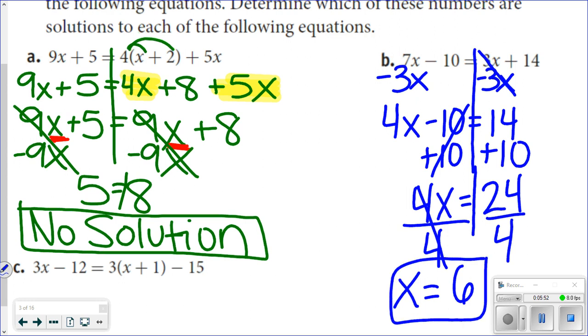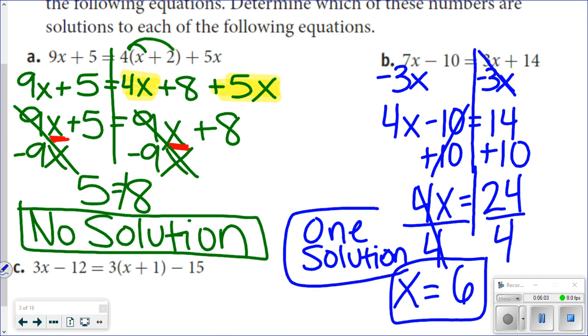X equals one number, one solution, which this is what we've covered previously in our lessons. So the book decided to throw it in here.